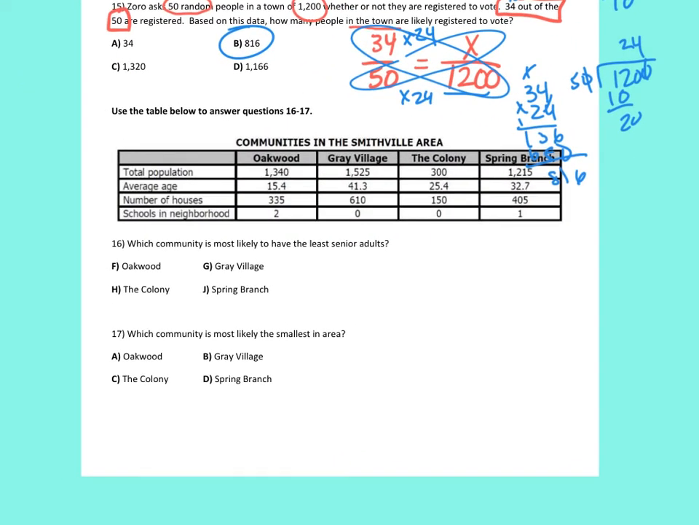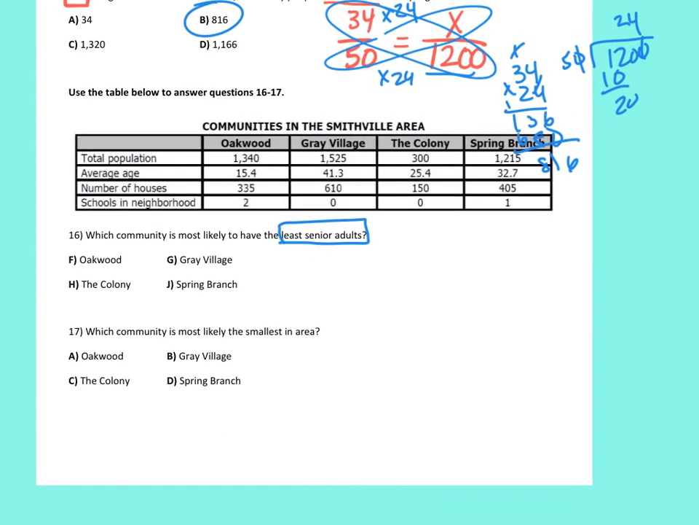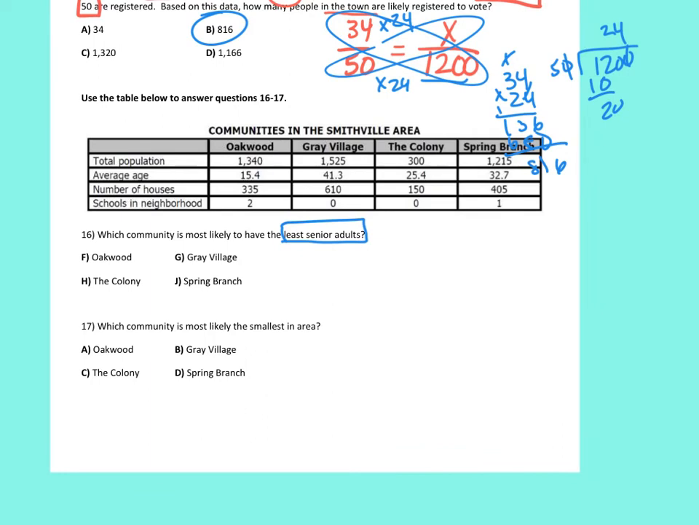Use the table below to answer questions 16 and 17. Which community is most likely to have the least senior adults? When it's talking about senior adults, senior adults would be 65 and over. So we're going to have to look at the average age. If there's fewer old people, if it's a pretty young community, then the average age is going to be lower. Does that make sense? The more old people you add to a population, the higher the average age is going to be, because you have to add all the ages up and then divide by how many there are.